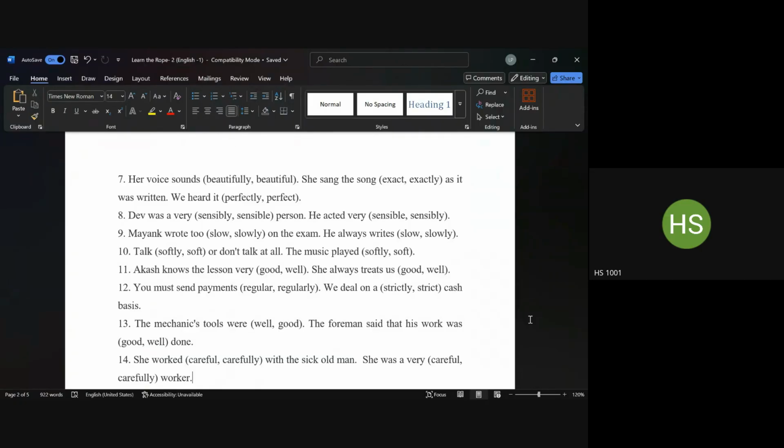Slowly. Okay. Anybody with any other answer? Mayank wrote too slow in the exam. He always writes slow. I don't know why, but slow looks correct. So how about slowly? Does slowly sound wrong? And if it does, then why do you think it is wrong?